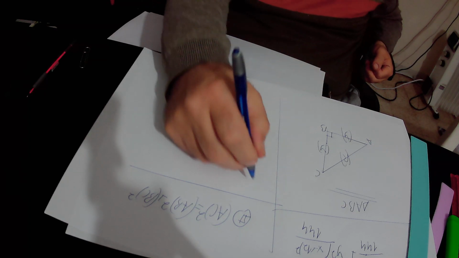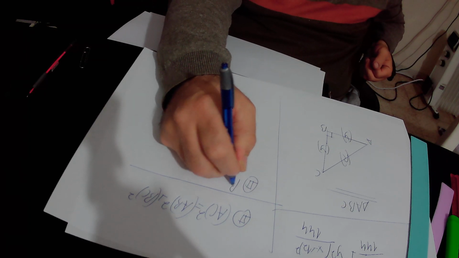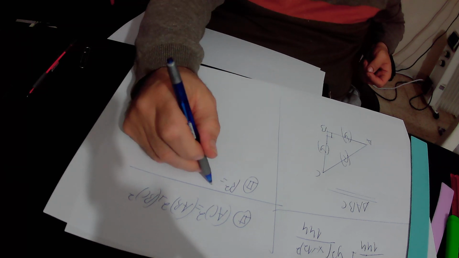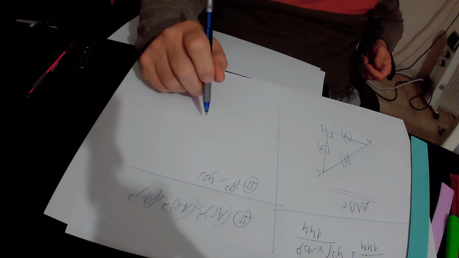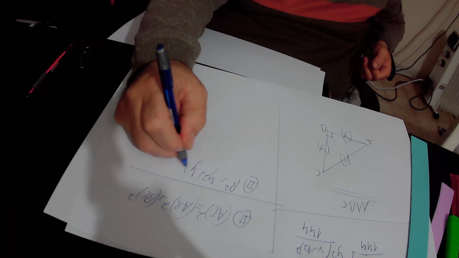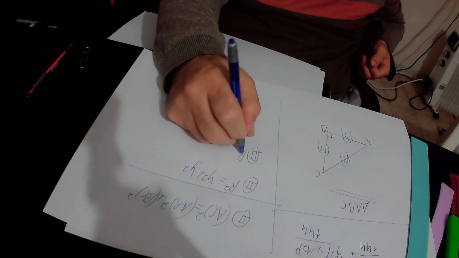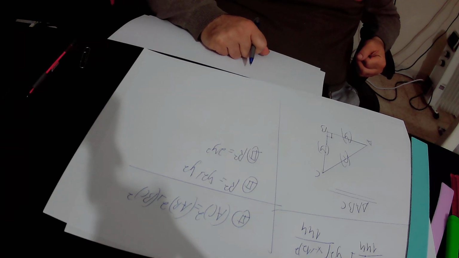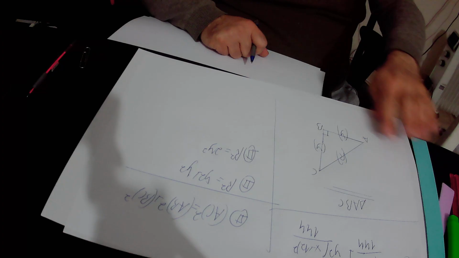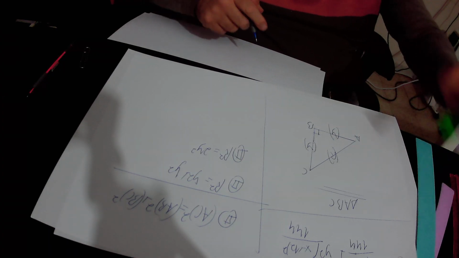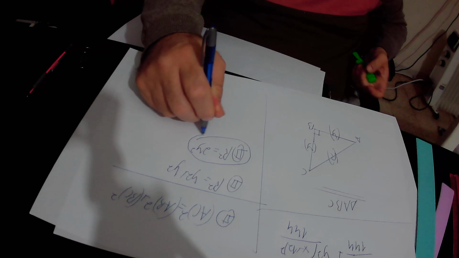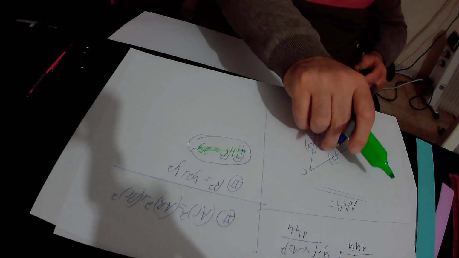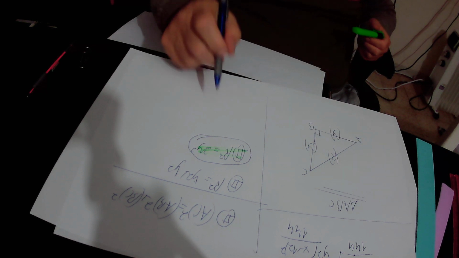AC equals R, therefore AC squared is R squared. And it is equal to AB squared. AB is y, therefore AB squared is y squared, plus BC squared. BC is also y, therefore BC squared is y squared. So we actually found out that R squared equals y squared plus y squared, that is 2y squared. So according to equation 2, R squared equals 2y squared. So we can substitute R squared in equation 1 by 2y squared from equation 2.